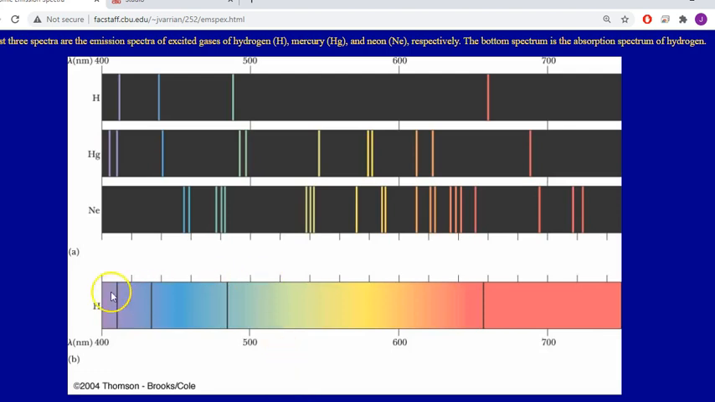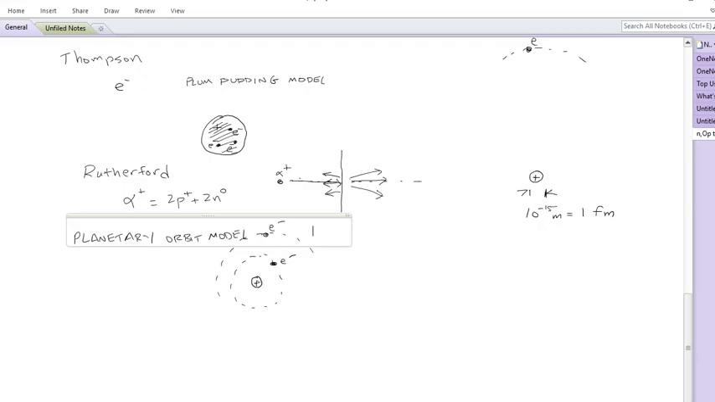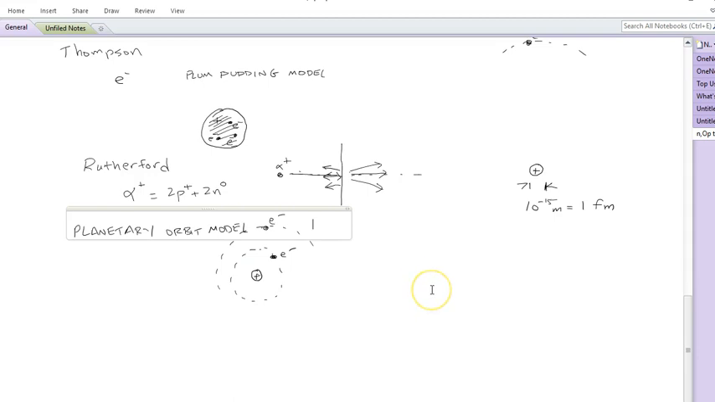So this picture right here is a computer representation of the absorption spectrum of hydrogen. You can see all the colors in the white light actually go through the hydrogen, except where these dark lines are. Well, these dark lines correspond exactly with the wavelengths that are emitted by the excited hydrogen. Okay, so the emission spectrum in particular is very hard to explain with the planetary orbit model.